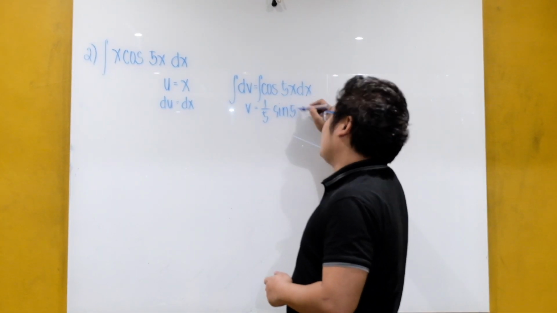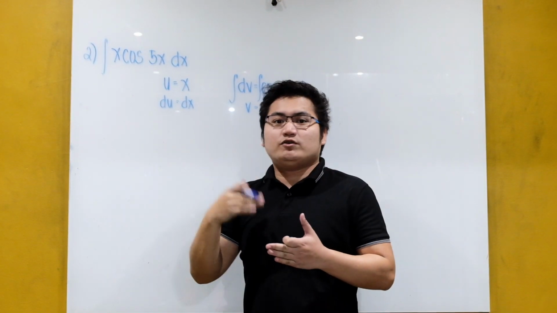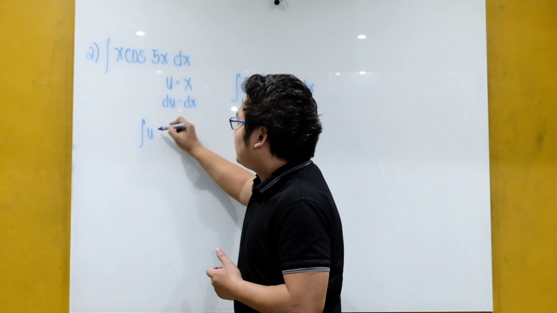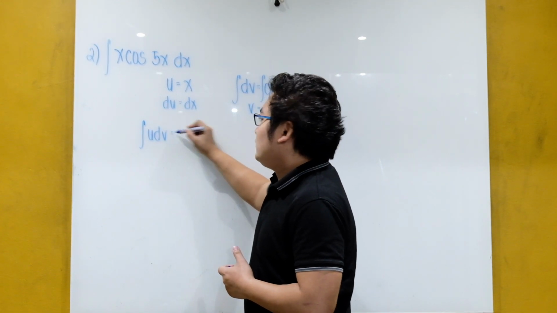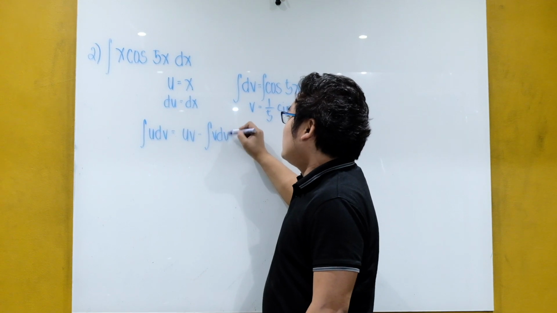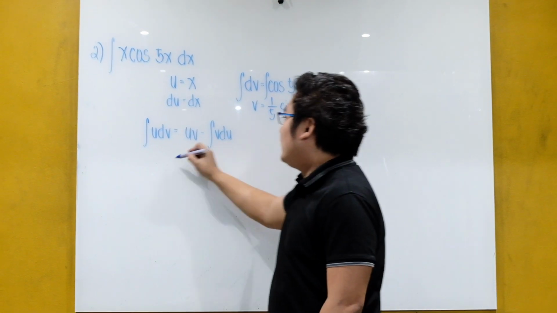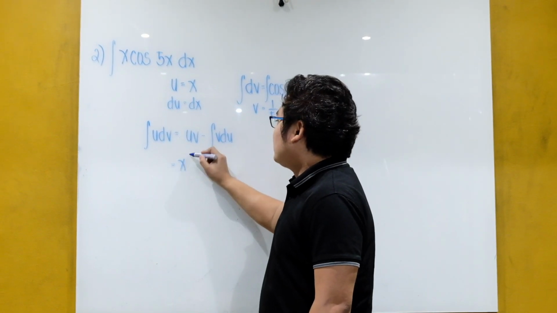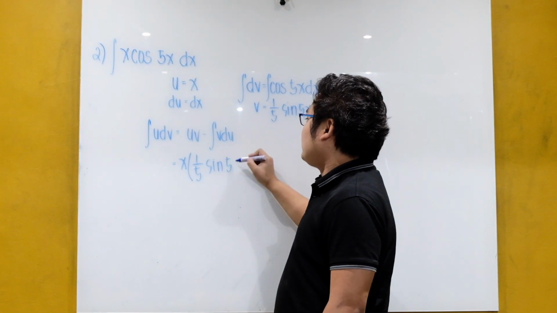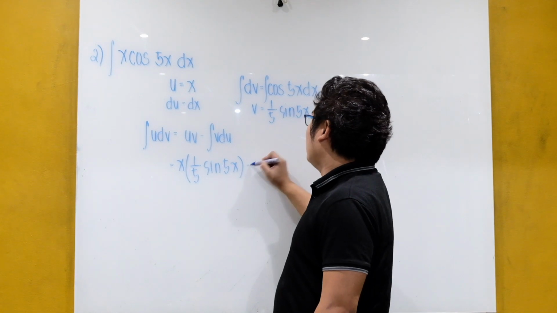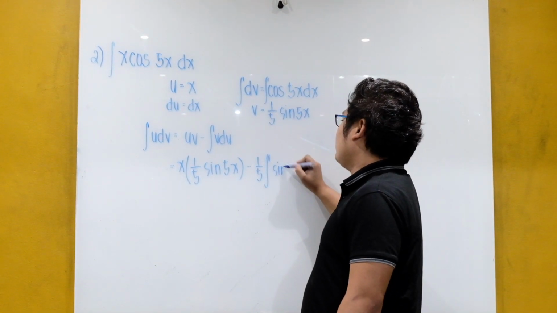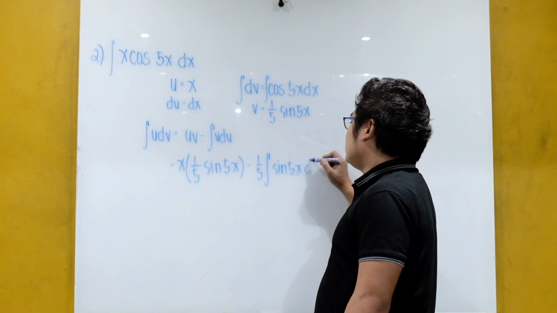of 5x. So following the formula for integration by parts, the integral of udv is equal to uv minus the integral of vdu. So substituting the values, we now have x multiplied by 1/5 sine of 5x minus 1/5 integral of sine 5x dx.